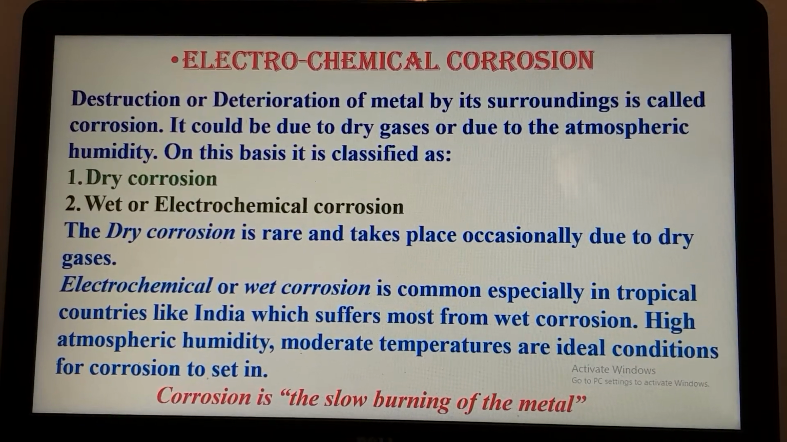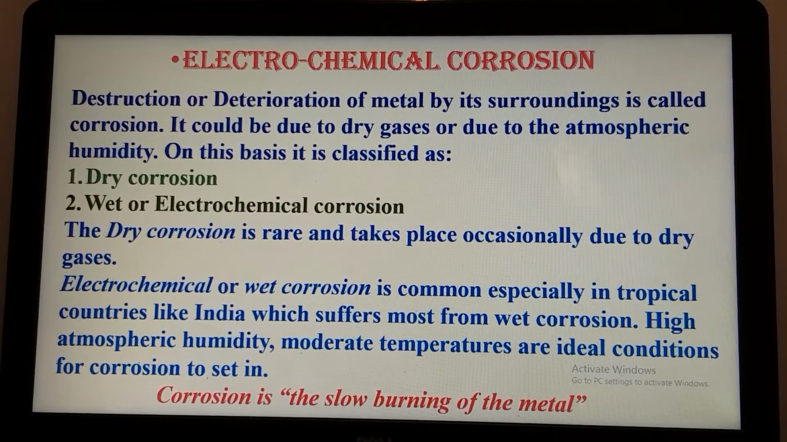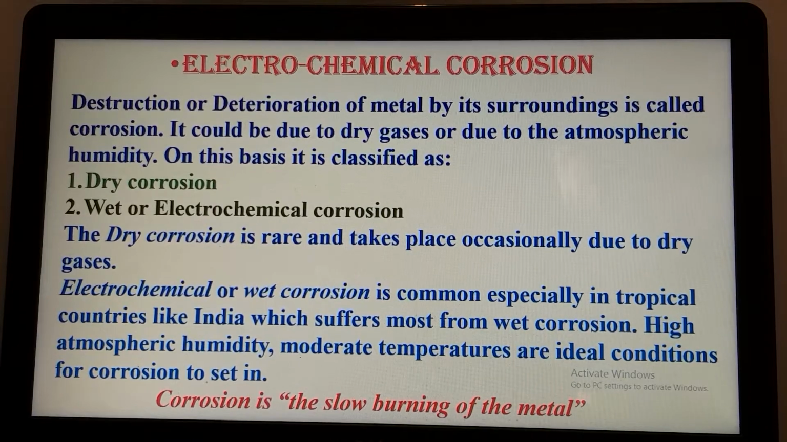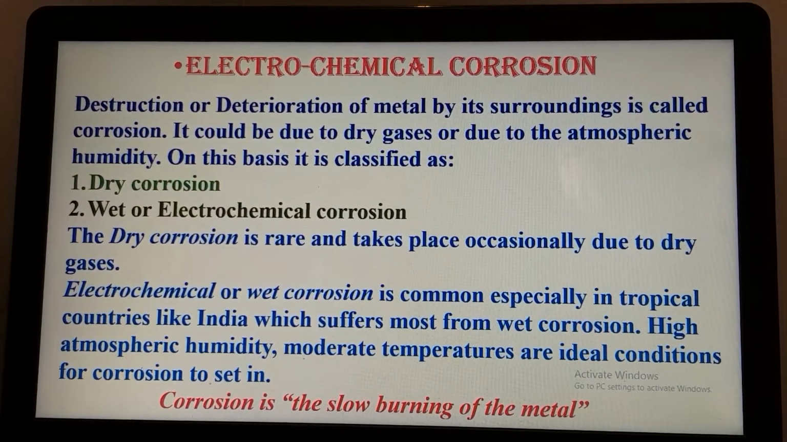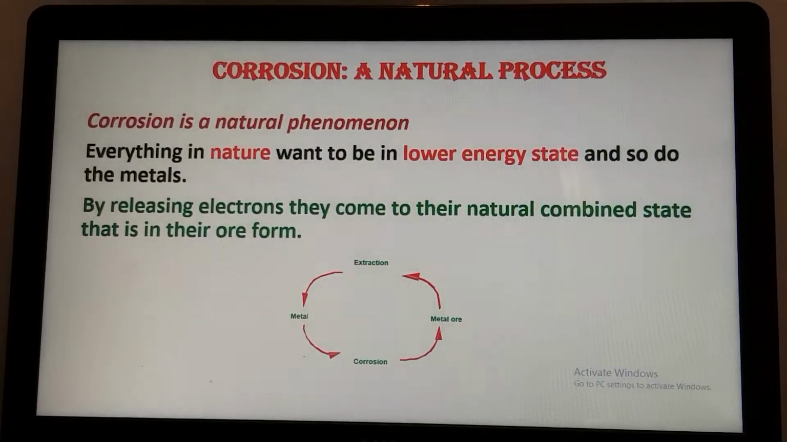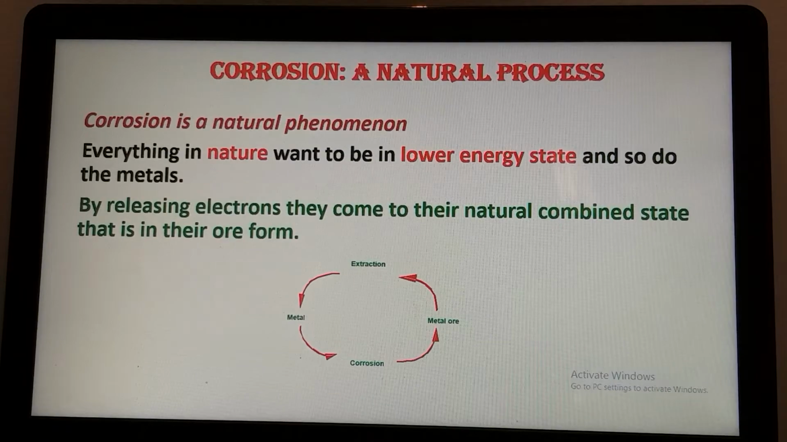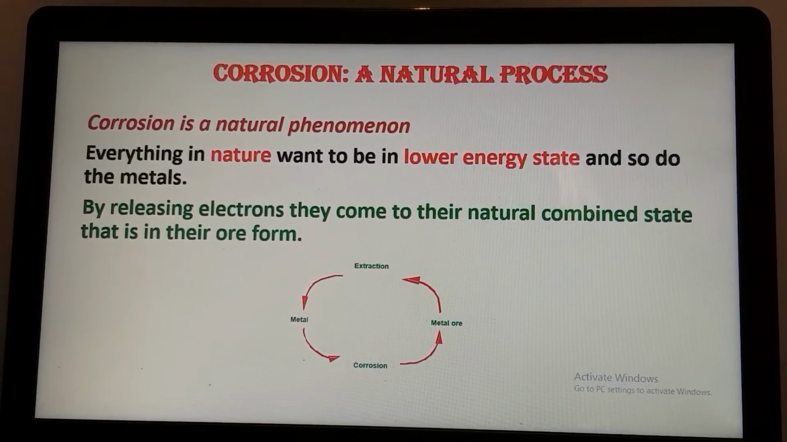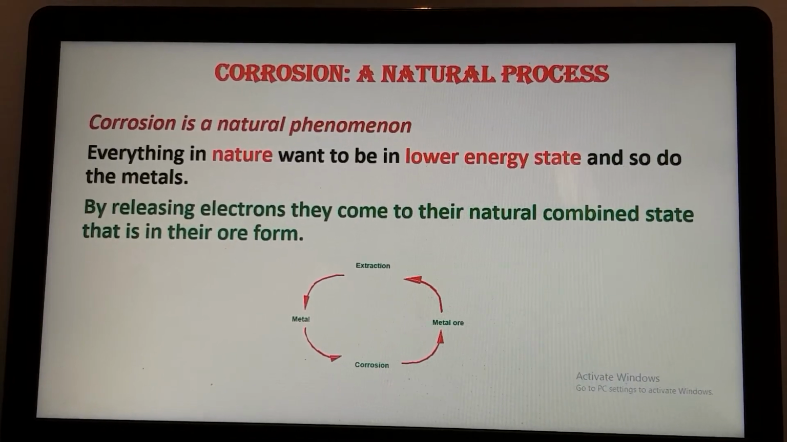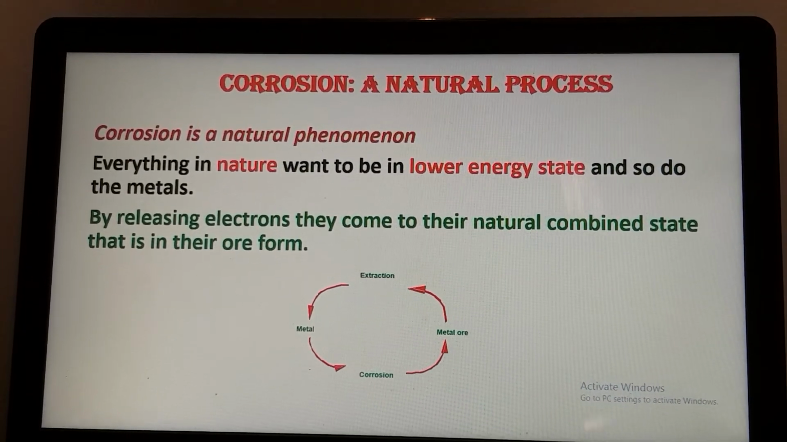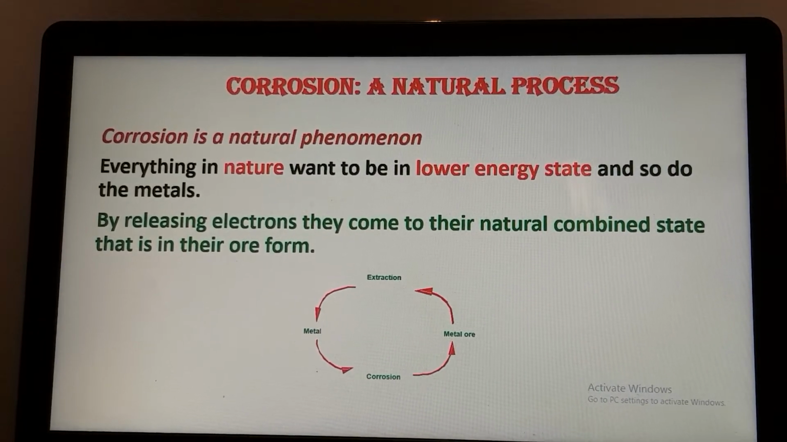Corrosion can also be called the slow burning of the metal, because burning is nothing but oxidation, and corrosion is also the oxidation of the metal. Now the question comes to our mind, why does a metal get corroded? The answer is very simple. Everything which is found in nature wants to be in the lower energy state, which is the comfortable state, and so do the metals.